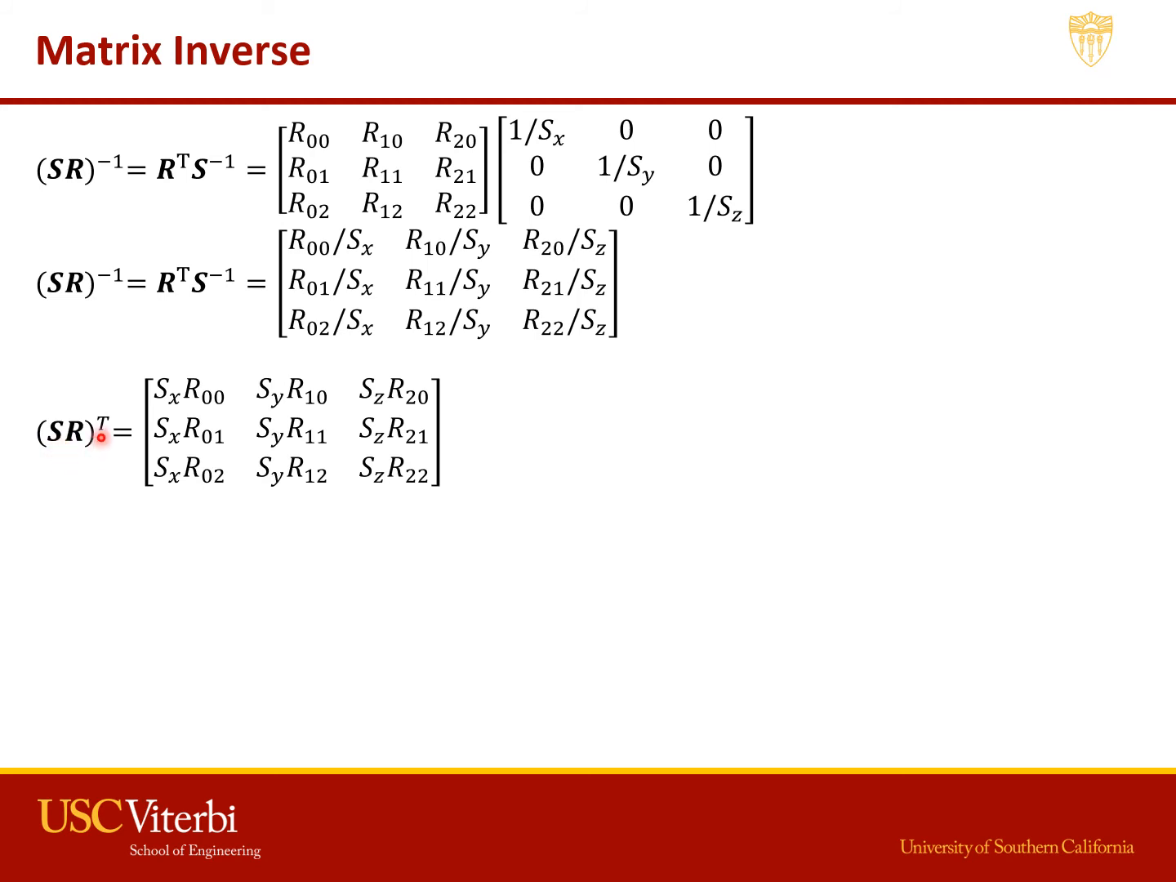So I was given SR as my original matrix. If I just simply transpose that, I get this. This is SR transpose, and I'm trying to get this. So let's compare these two and see how they're different. This one has Sx times R00. This one is R00 divided by Sx. And see that pattern just continues. It's always, instead of multiply, it's divide. How do we go from one to the other?